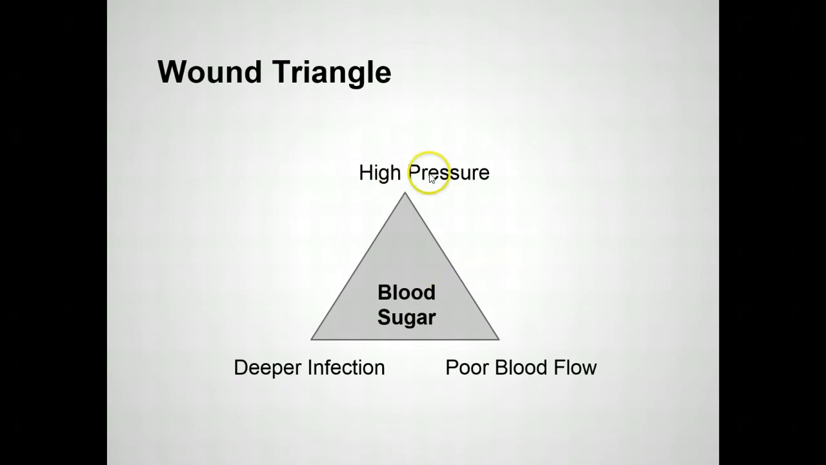So usually it's high pressure, whether it be a callus or a bony prominence, some type of a deeper infection, poor blood flow, and then poor blood sugar. All of these combined can cause a foot wound and also make a foot wound hard to heal. So the same things that cause it are the same things that make it really, really hard to heal. So let's look at each one of these, really the 4 main causes here.